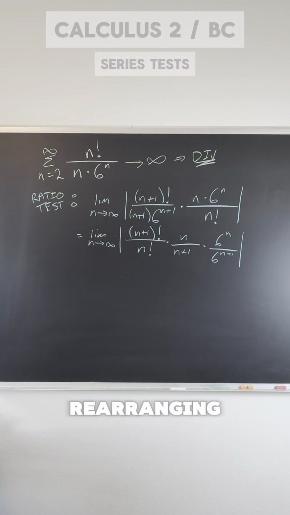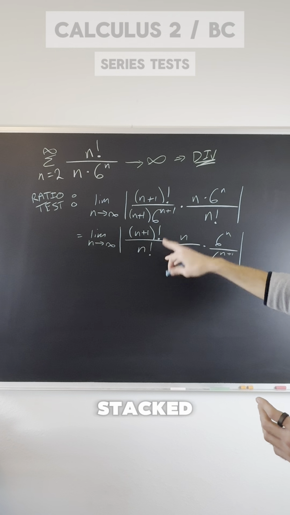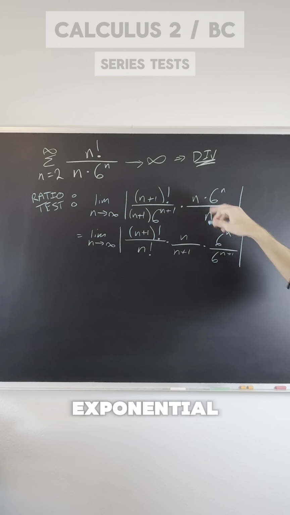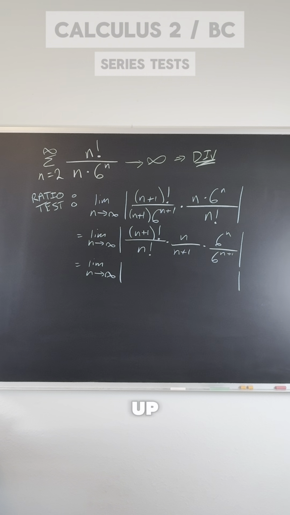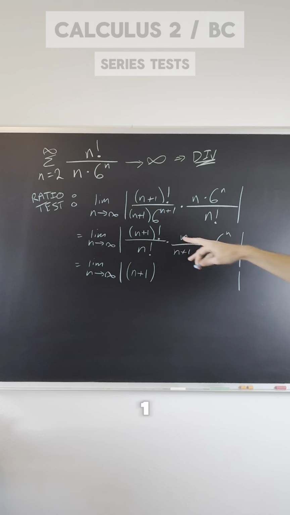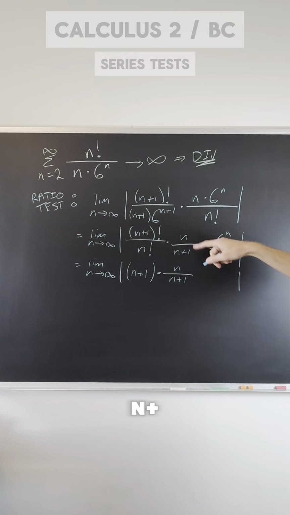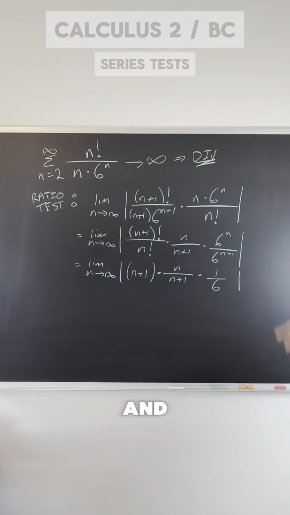And then I'll do a bit of rearranging where I put the factorial stacked on top of each other, then I put the polynomial term stacked, and then the exponential stacked. So what do we end up with? Well, n plus 1 factorial over n factorial simplifies to n plus 1. N over n plus 1 stays as is. And 6 to the n divided by 6 to the n plus 1 simplifies to 1 over 6.